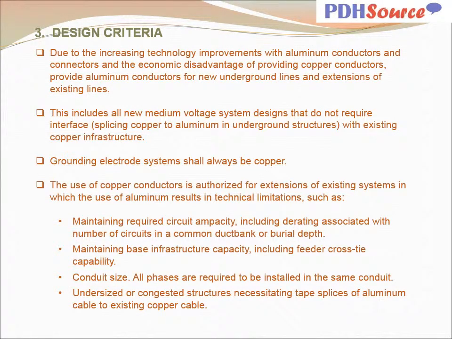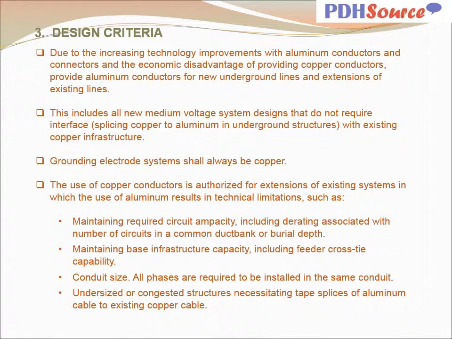Due to the increasing technology improvements with aluminum conductors and connectors and the economic disadvantage of providing copper conductors, provide aluminum conductors for new underground lines and extensions of existing lines. This includes all new medium voltage system designs that do not require interface, splicing copper to aluminum in underground structures, with existing copper infrastructure. Grounding electrode systems shall always be copper.